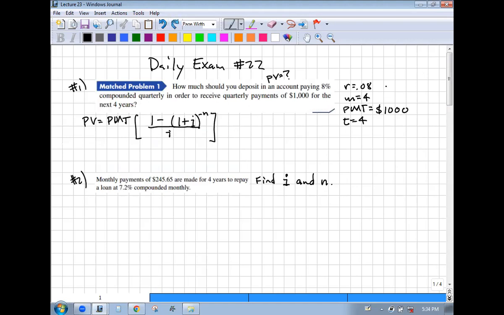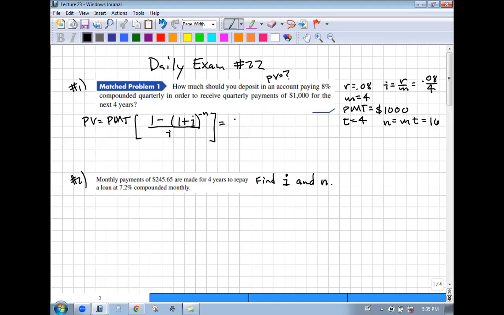So we need to know what I is. It's your rate per period. The rate is 8%. There's 4 periods a year. And we need to know what N is. Well, N is the total number of periods. So it's the periods per year times the number of years. So if M is 4 and T is 4, then N is 16.